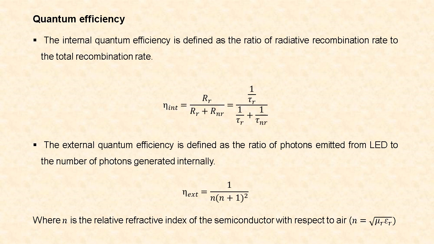The external quantum efficiency is defined as the ratio of photons emitted from LED to the number of photons generated internally, and it is given by the formula 1 by n into (n plus 1) the whole squared. Here n is the relative refractive index of the semiconductor with respect to air. In general, relative refractive index is equal to square root of mu r into epsilon r. Mu r is the relative permeability and epsilon r is the relative permittivity.